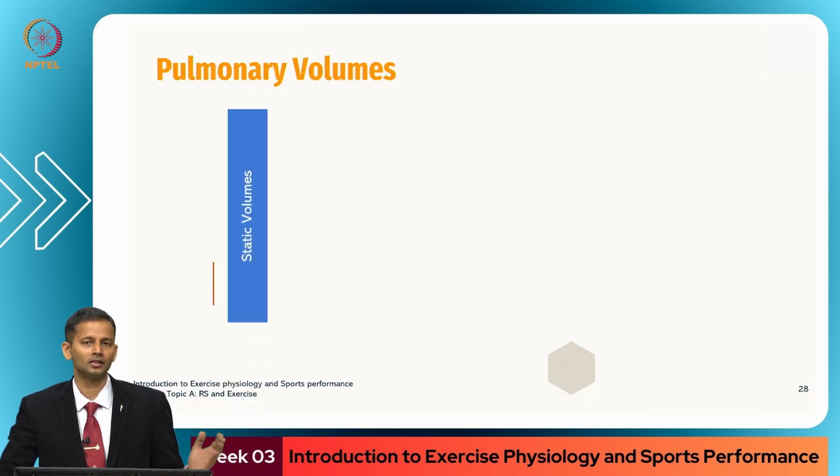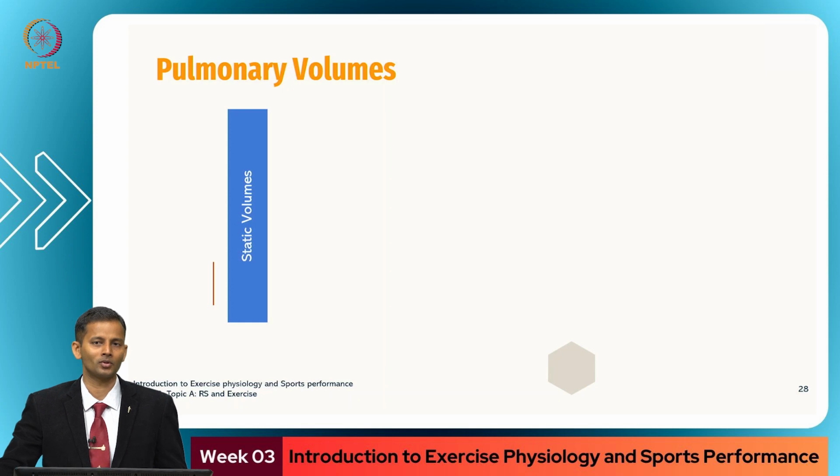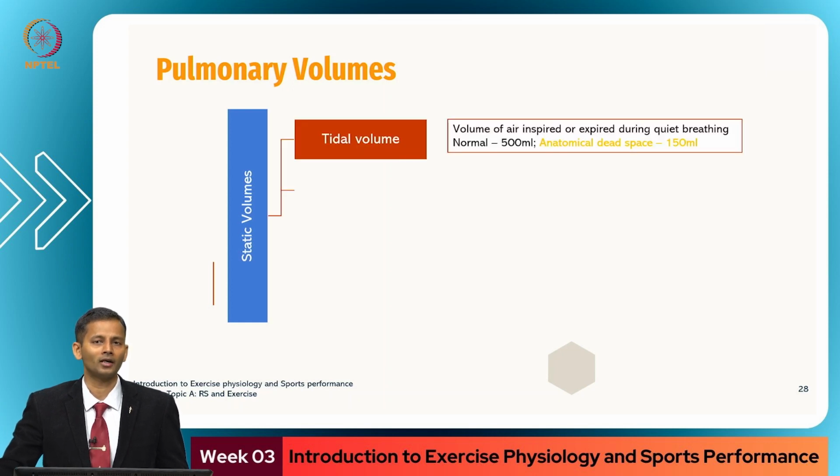Further, we deal in detail with these volumes in the subsequent slides. So we have the static volumes, as we said, divided into various types. The tidal volume is the volume of air that is inspired or expired during quiet breathing. It's the volume of air that you inspire and expire during normal breathing. It's approximately 500 ml normally.